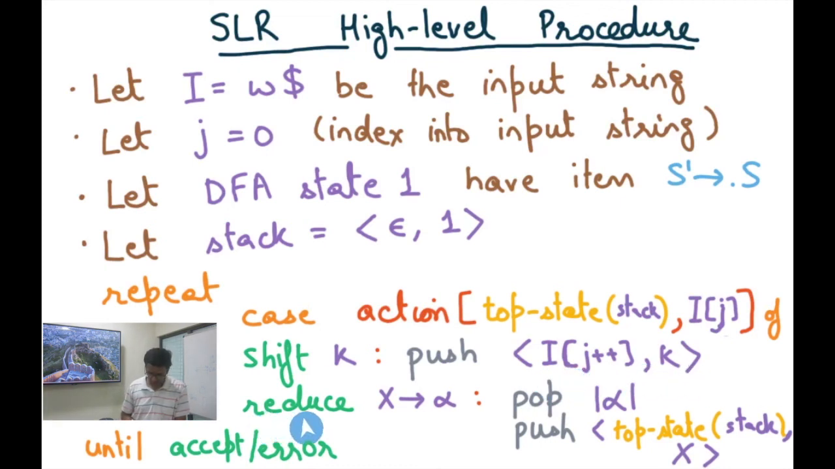Similarly, if the other possibility for the action is reduce X produces alpha, in this case, what do I want to do? I want to pop off the top few symbols from the stack, which represent the number of symbols in alpha, and then I want to push X onto the stack. So I pop off the top |alpha| symbols, the number of symbols in the RHS of this particular production, and then I push X, which is the symbol X. Actually, I should have written it in the opposite order. It should have been X comma top state of stack.